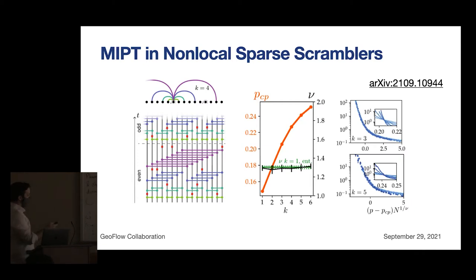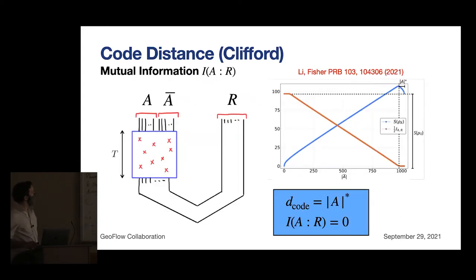Let me just say for the experts in the room, we can also measure the critical exponents of this transition. And it turns out that they're pretty much in agreement with the 1+1D case, which is also a little surprising. I don't claim to fully understand that. Okay, so now let me move on to another thing.